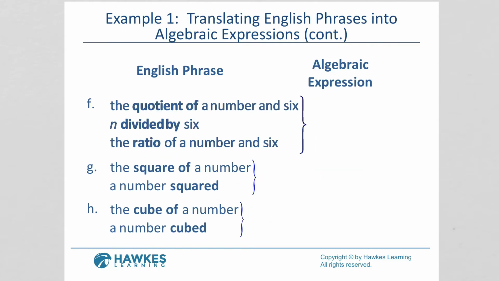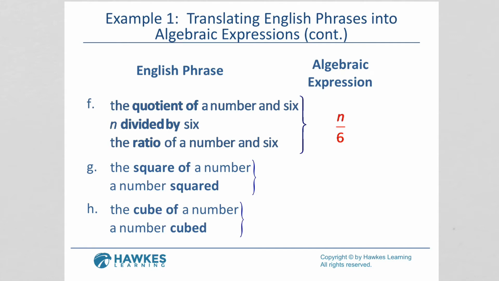Example 1f, English phrase. The quotient of a number and 6, n divided by 6, the ratio of a number and 6. These English phrases all have the same algebraic expression: n over 6.